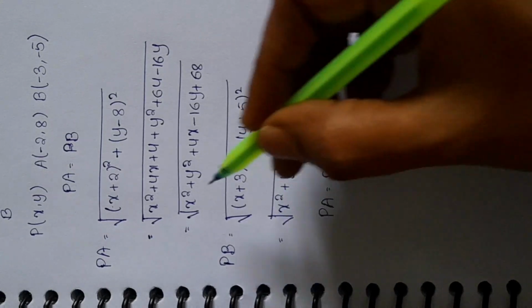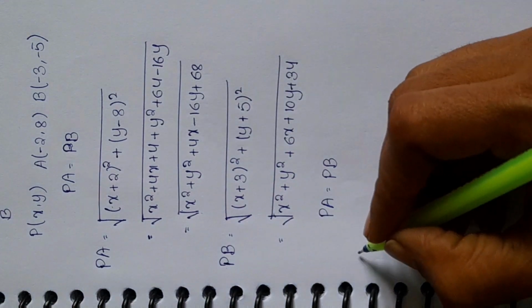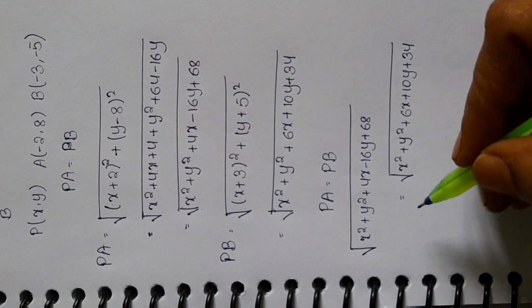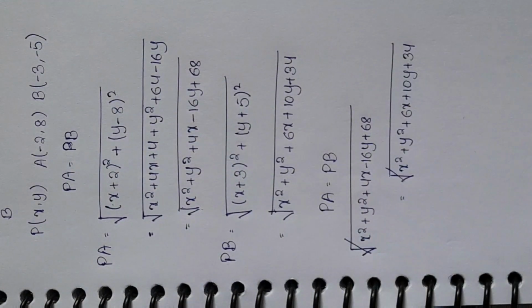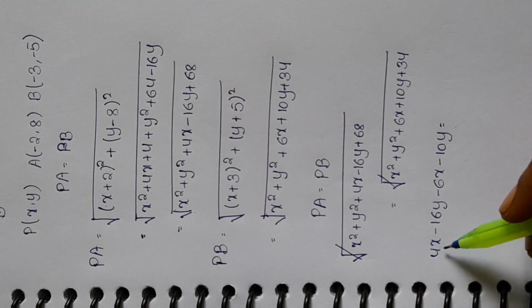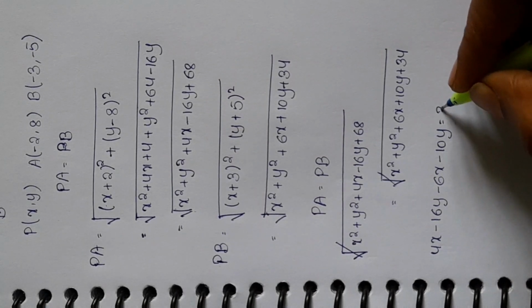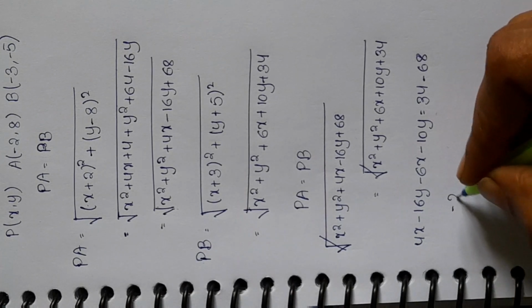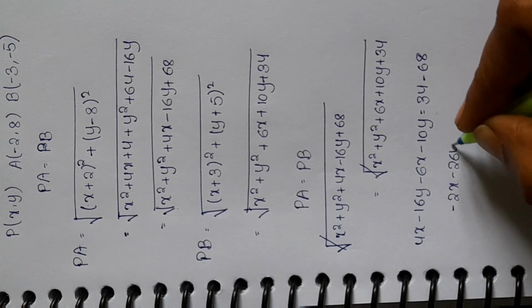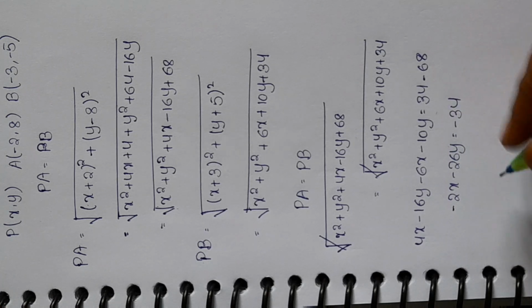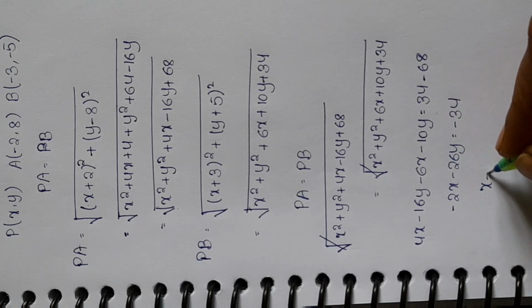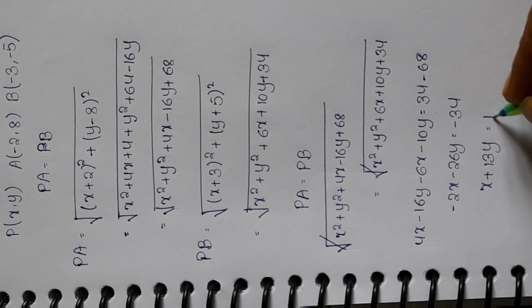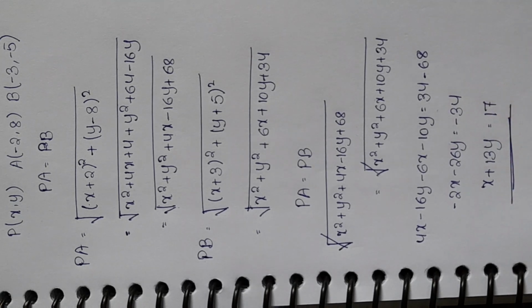Now let us equate PA is equal to PB. After equating, squaring on both sides, both the roots get cancelled. Now moving all the variable parts to left side and constants to right side, 34 minus 68. On solving this, we get minus 2x minus 26y is equal to minus 34. Dividing it by 2, we get x plus 13y is equal to 17. This is the required relation.